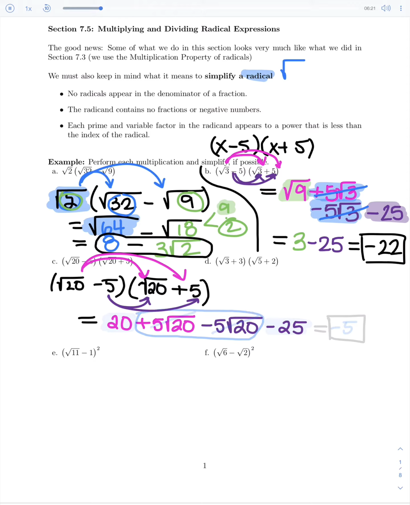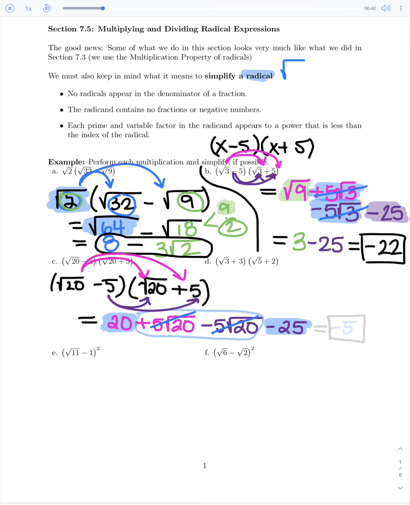Those are like terms, so they'll add and subtract normally because they both got a square root of 20. Well, they're opposites though, so they will cancel one another out. But then look what that leaves me with. That leaves me with a positive 20 and a negative 25.